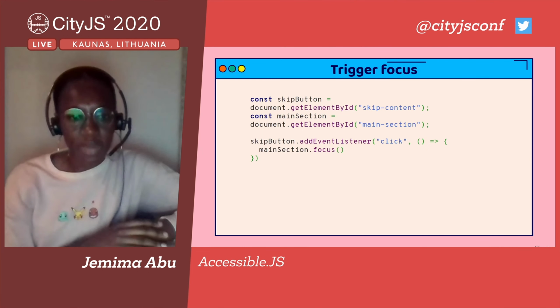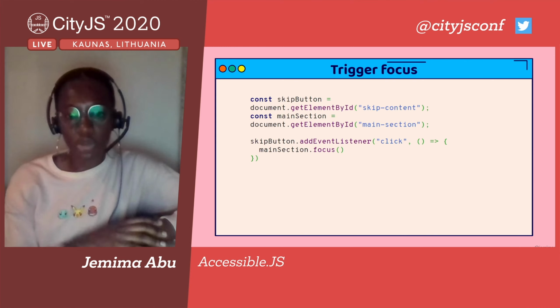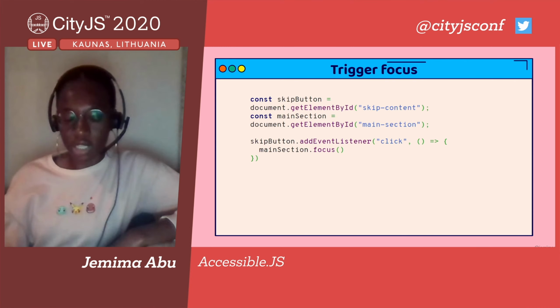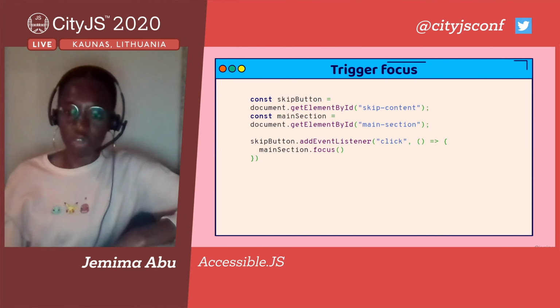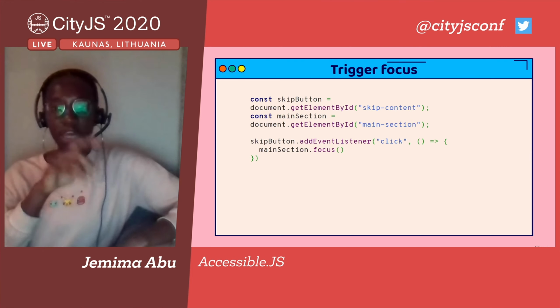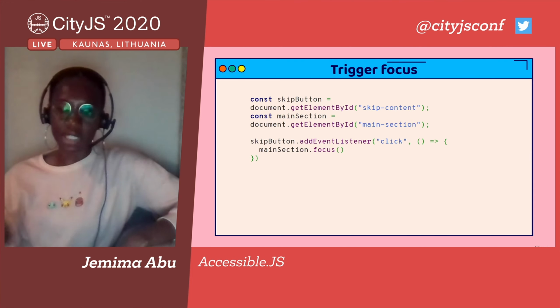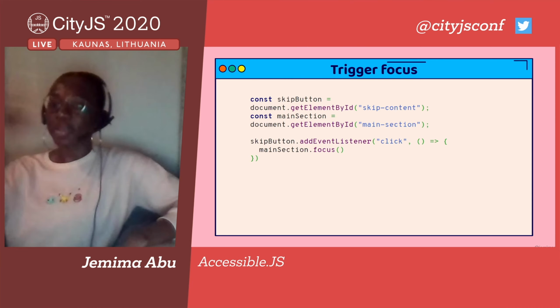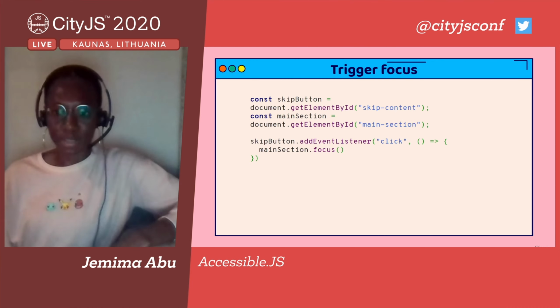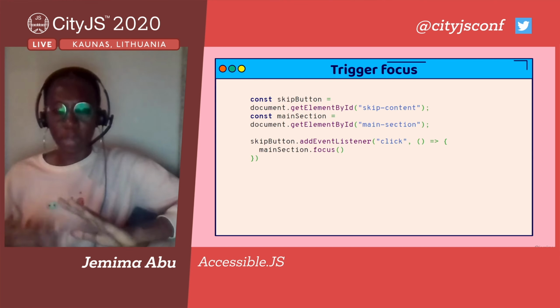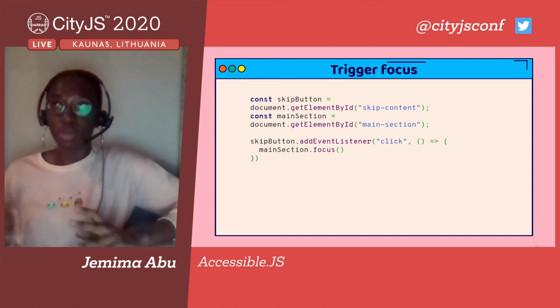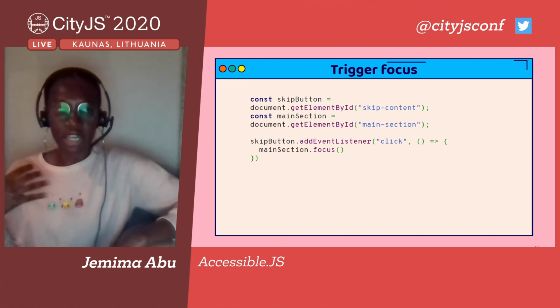So what I have here is my skip button, and then I have my main section. So basically what I'm doing is that once you click the skip to main content of the page, it gives the main section focus. What that means is that I have clicked the skip to main content. It's taking me to the main content immediately. It's not going to make me tab through all those links before I can get to the main content.